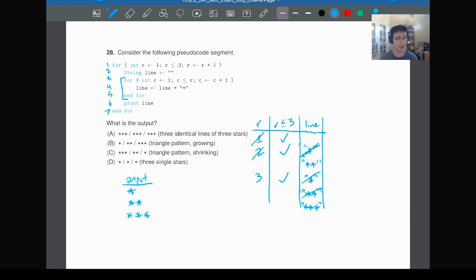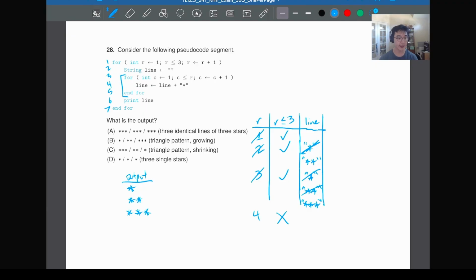I go to line 7. I'm at the end of the outer for loop. I go to line 1, loop back up. R is now 4. I go to condition check. Is 4 less than or equal to 3? That is false. So I go to line 7, the end of the outer for loop, and I exit that loop, and I'm done. So what is printed? Well, it is going to be B. That is what is printed.